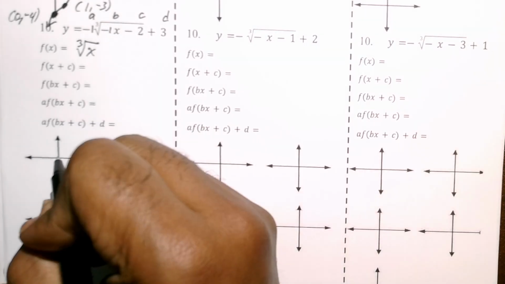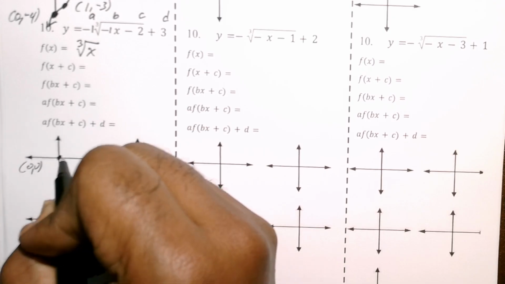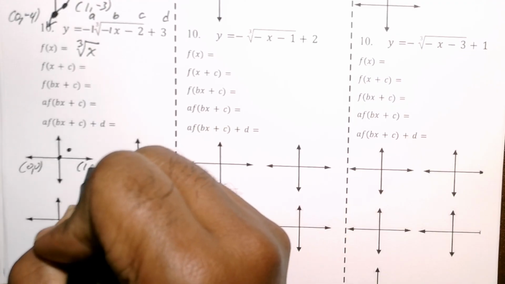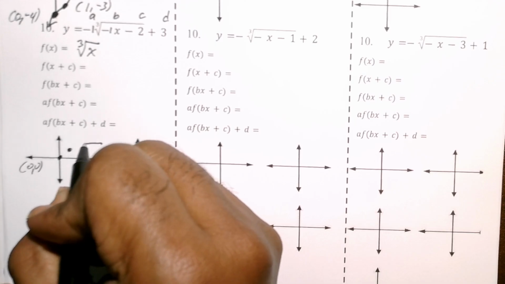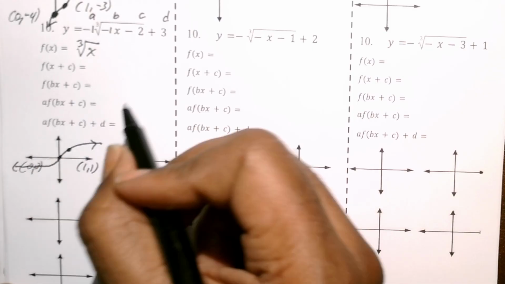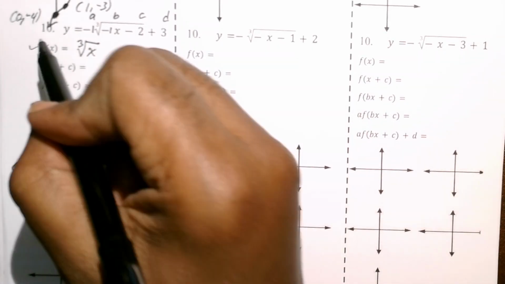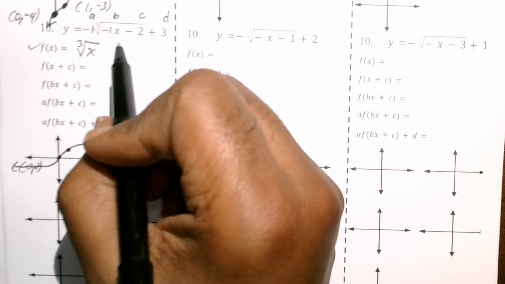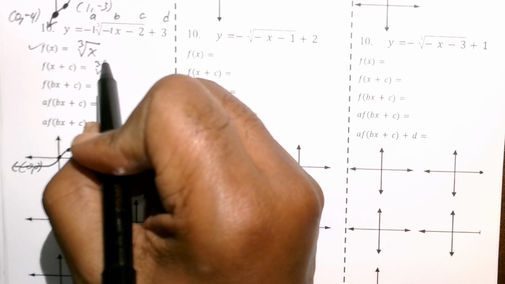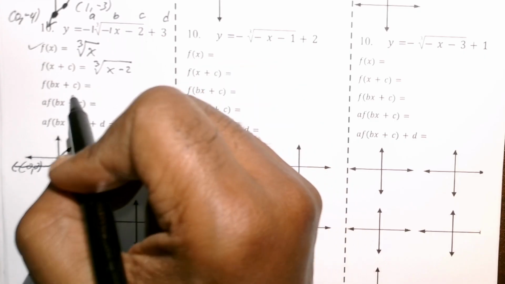Okay, so we have our 0, 0, and then we have our 1, 1, and the orientation kind of has this look here. Okay, there we go. That's pretty good. All right, next we want to put in our c parameter. So we have the cube root of x, and then the -2. And let's keep putting parameters in there.